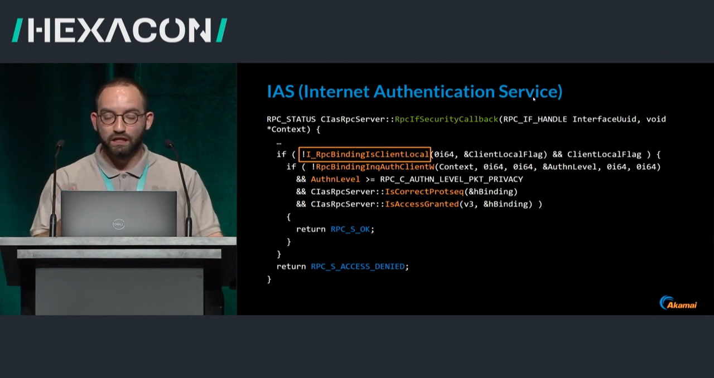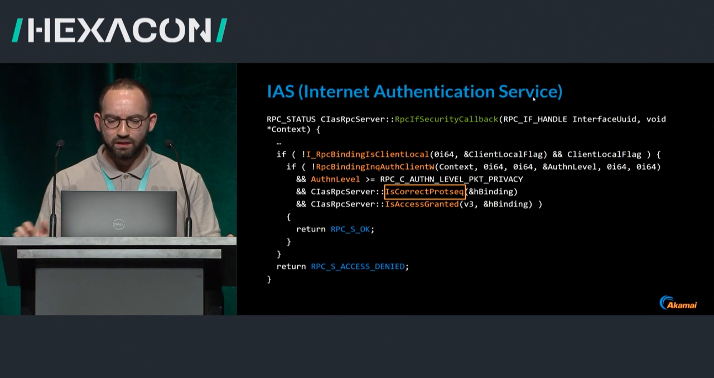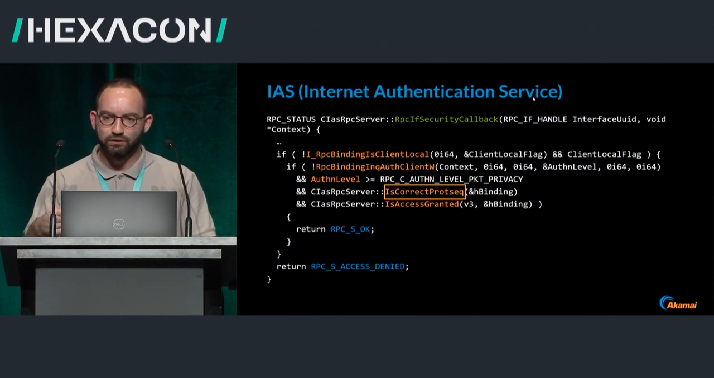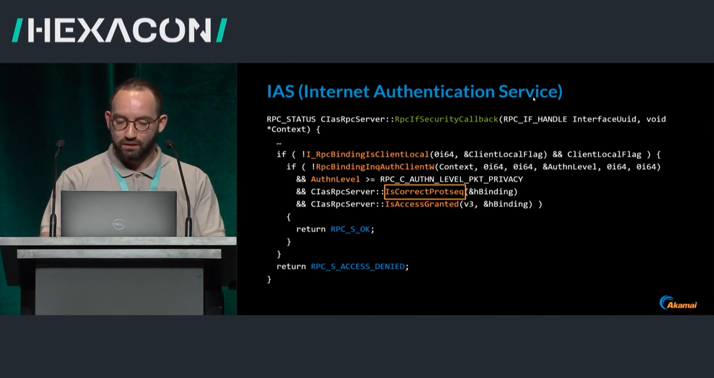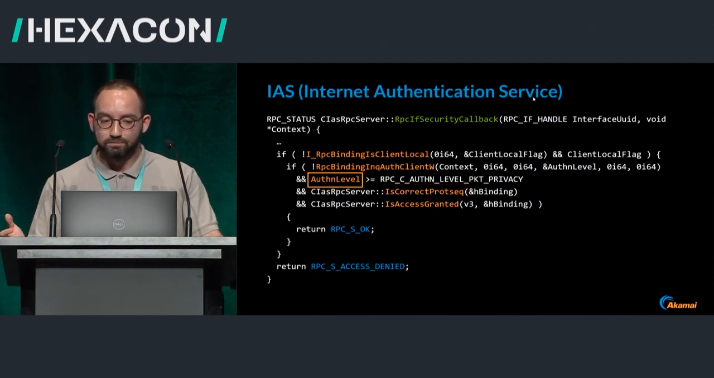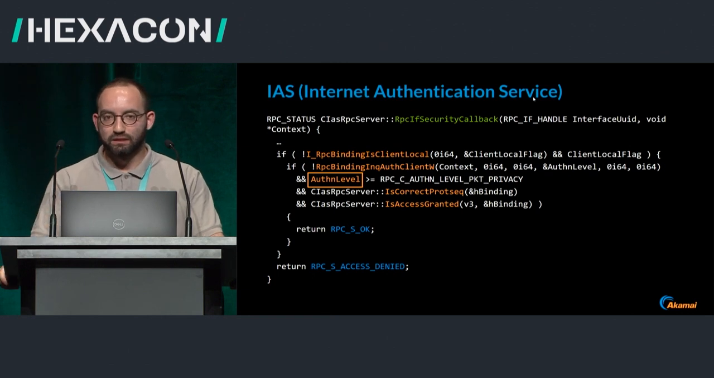We can see that the first check the security callback does is checking if the client is local. The next check is checking the protocol sequence that is carrying over the connection. In this case, I can tell you that they check for ALPC, which is another form of a locality check. The last check they do is authentication level. The authentication level is the level that they use to secure the connection with the security context or the authentication info. In this case, the security callback checks for packet privacy, which is the highest level, which is used to establish a secure or encrypted channel between the client and the server that only they can read and write to.